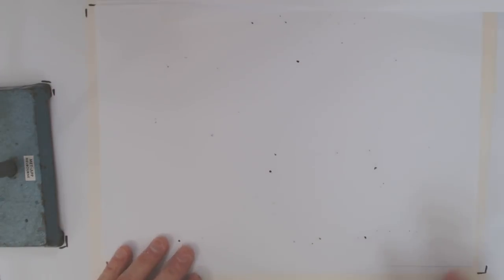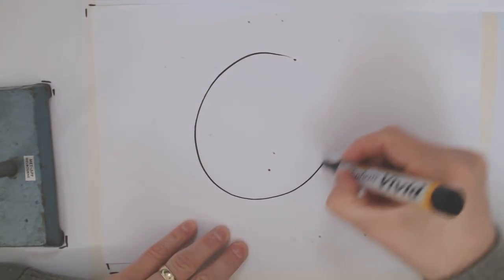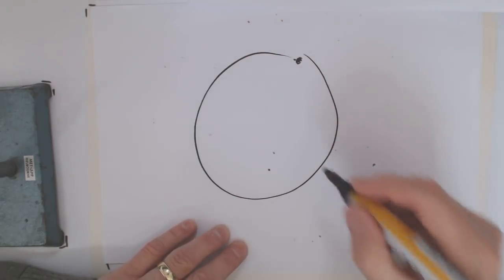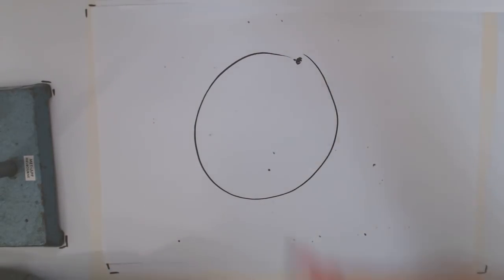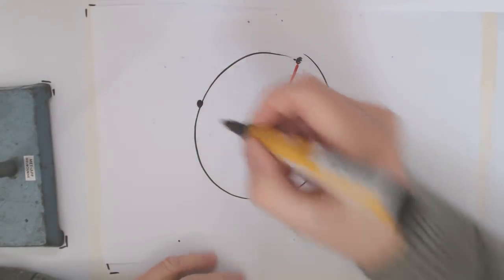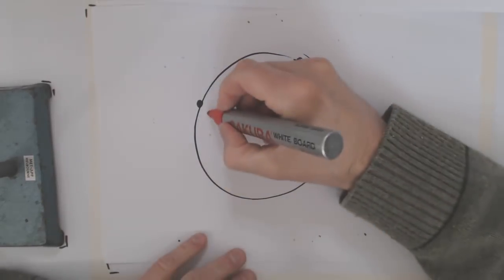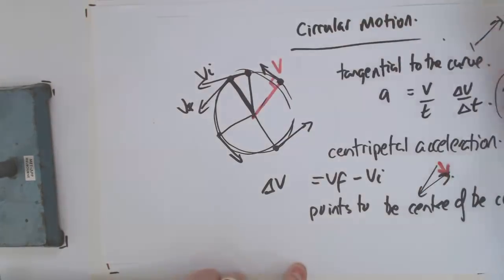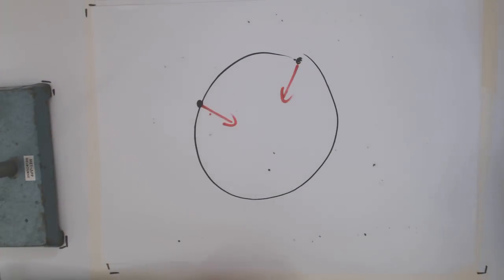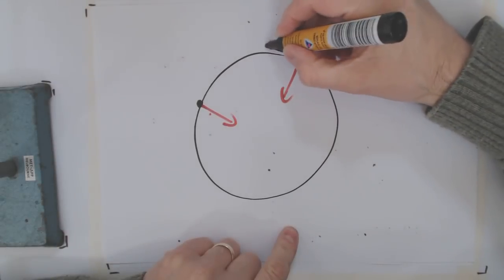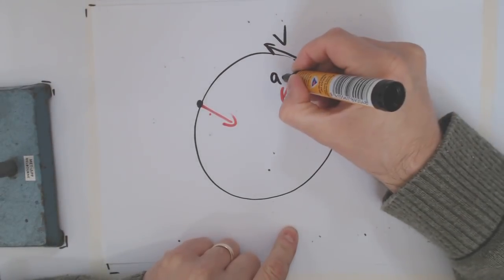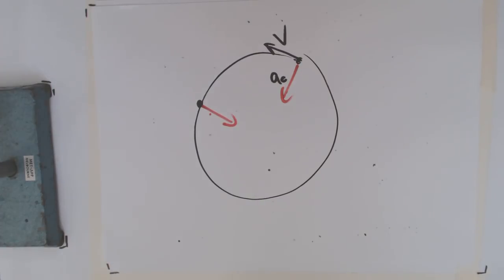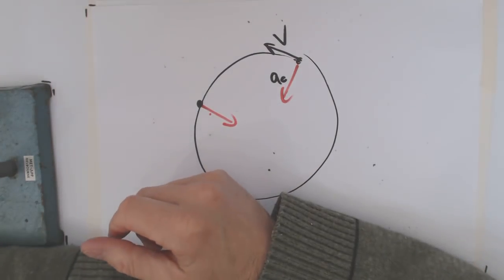So let's draw it again. As an object travels all the way around here, it's always going to have an acceleration pointing towards the center. So when it's over here, its acceleration will point towards the center. And this is its centripetal acceleration. And looking back here, its velocity was tangential, but its acceleration was at right angles to that. So that's its velocity, that's its acceleration. I'll put a little c next to it, because it's a centripetal acceleration.